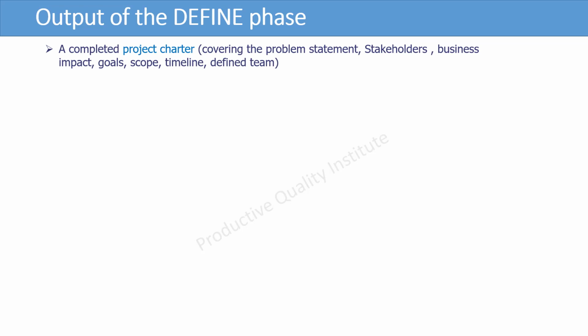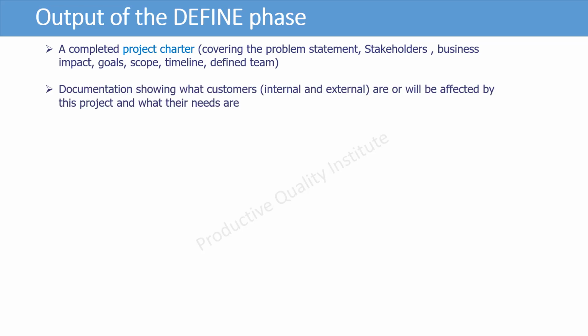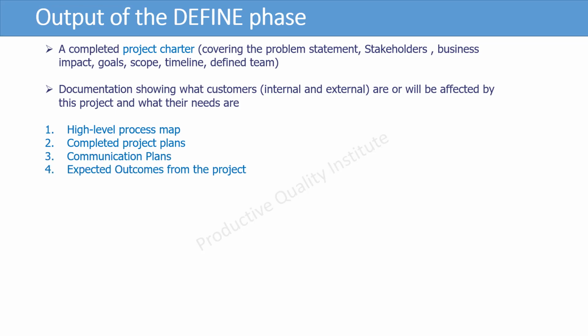Also, documentation showing who the current customers are, either internal or external, or future customers that will be affected by this project. Also, what their needs are. Other outputs are the high-level process map, completed project plans, communication plans, and expected outcomes from the project.